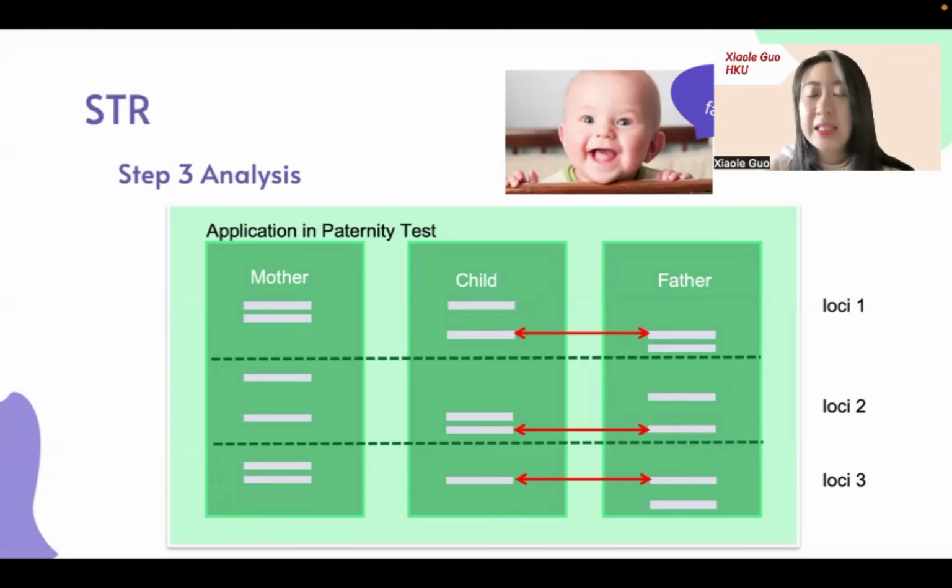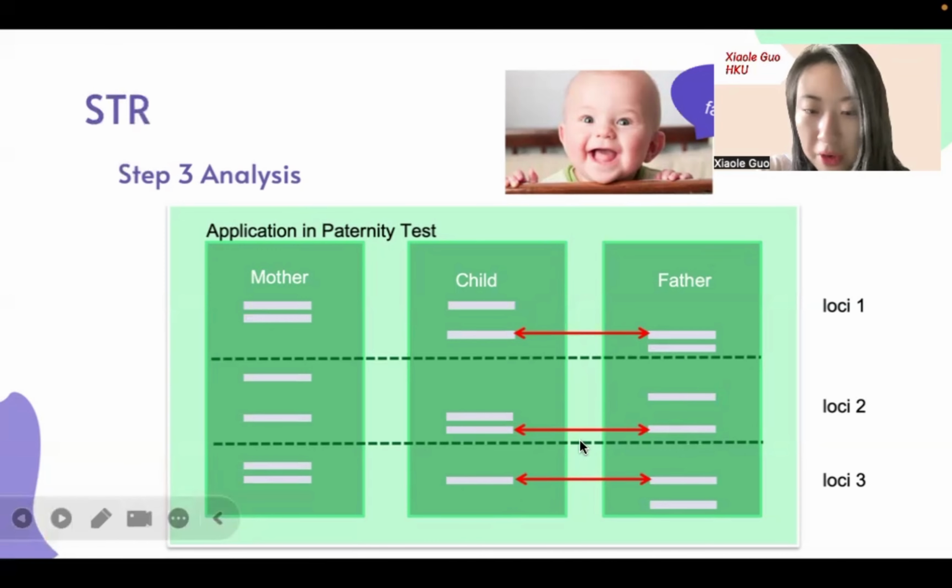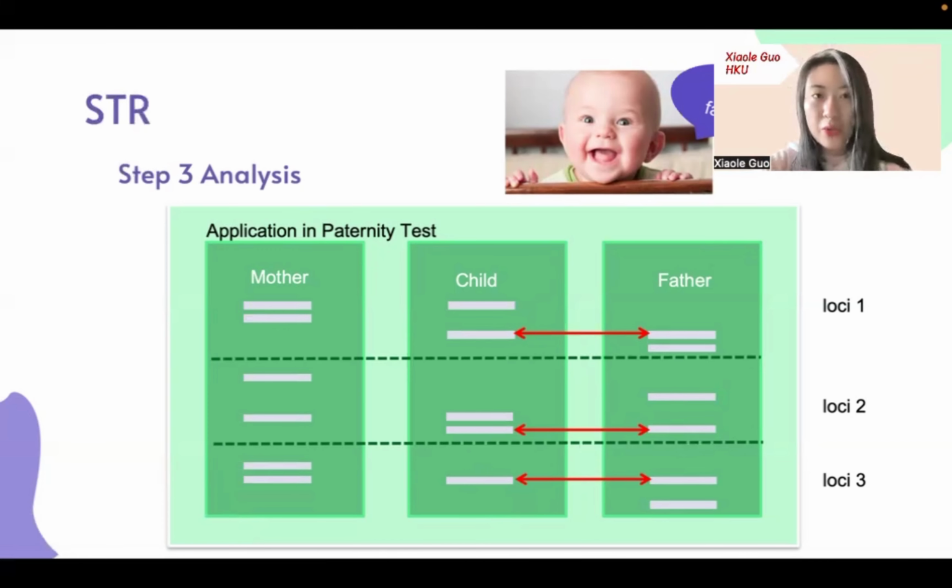Yeah, at least statistically. Here you may wonder why for this location the child only has one band. That's because the child is homozygous in this region, so the two copies have the same number of STR repeats. That's why when visualized, we can see only one band.